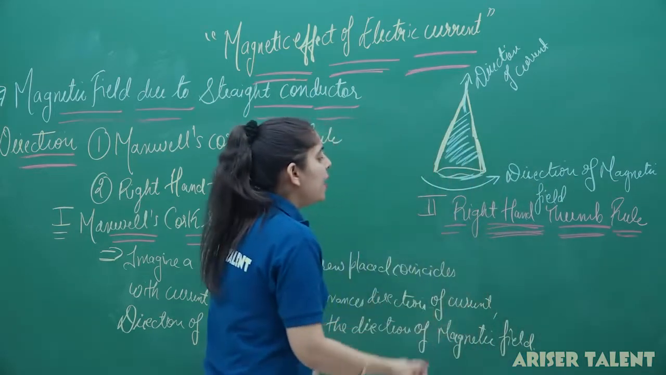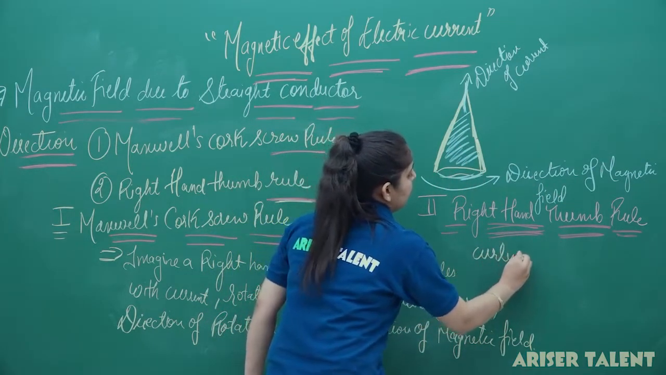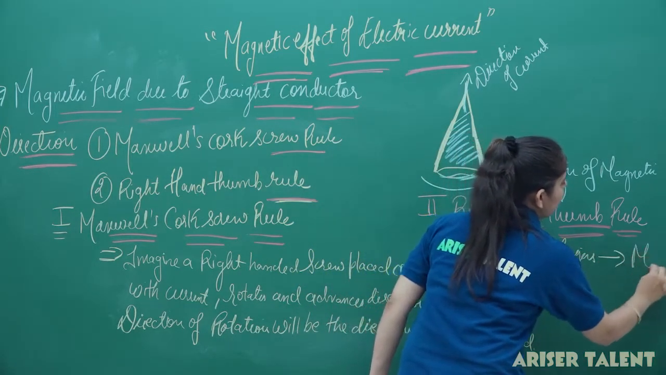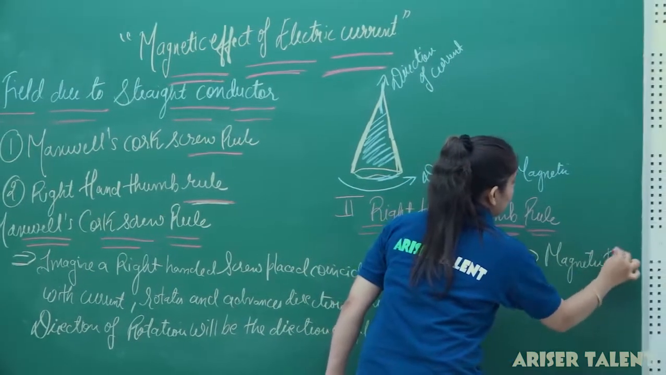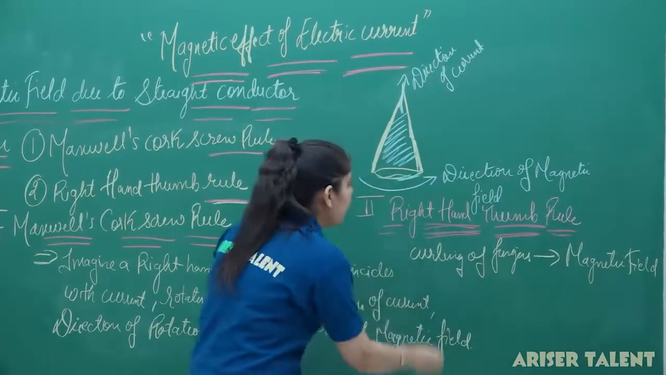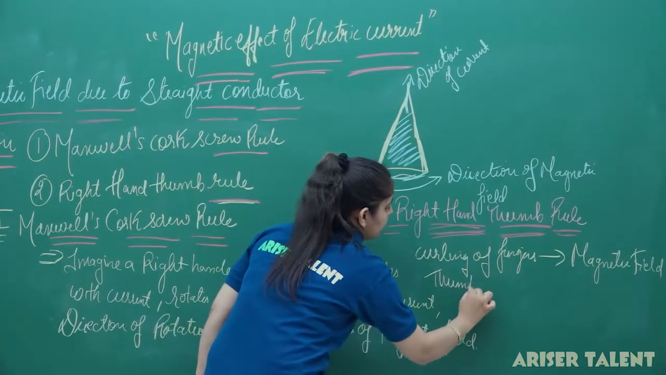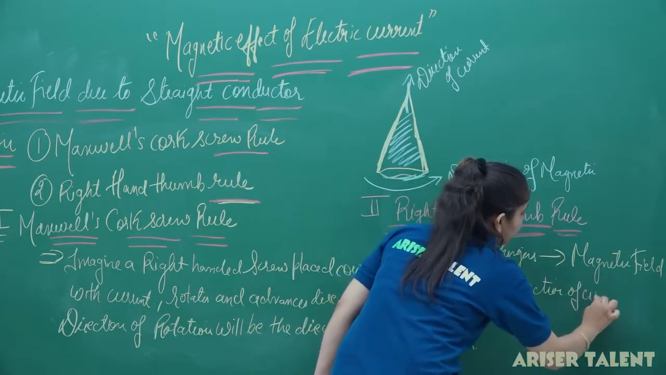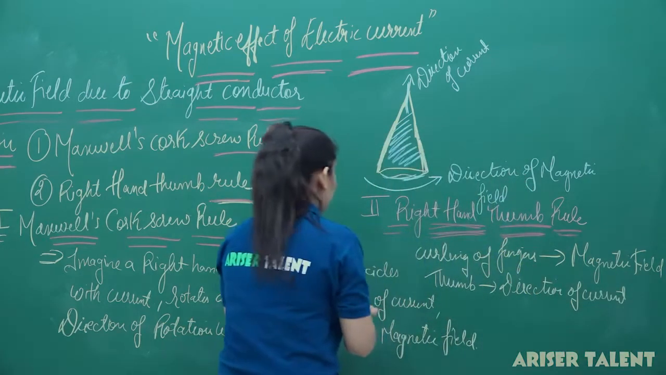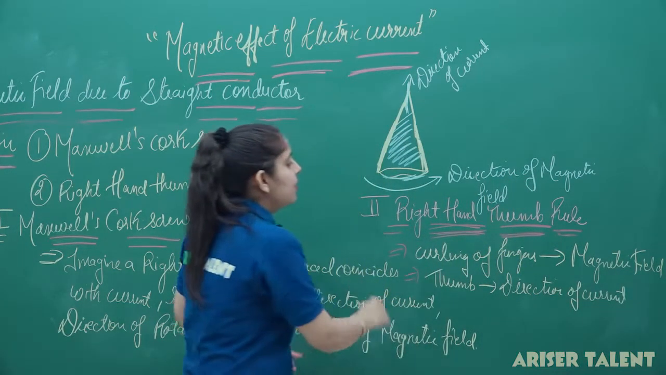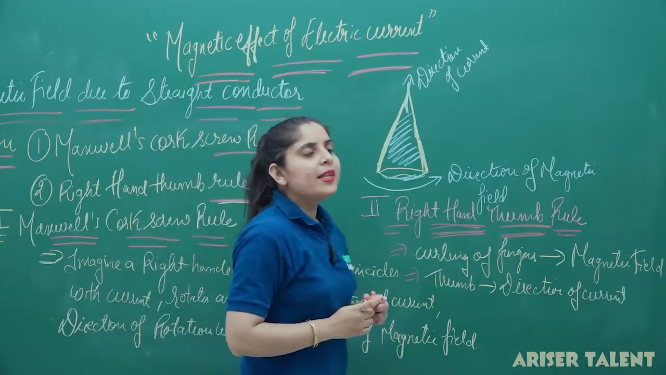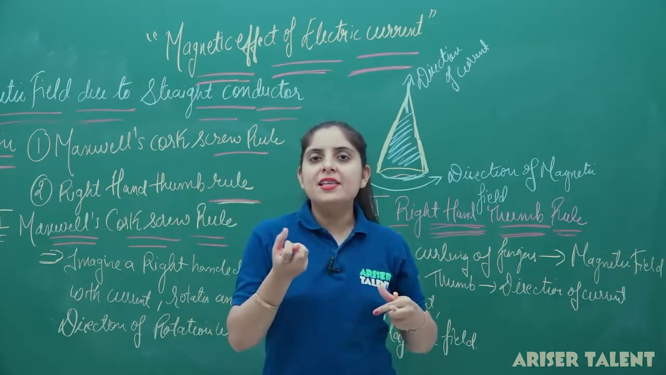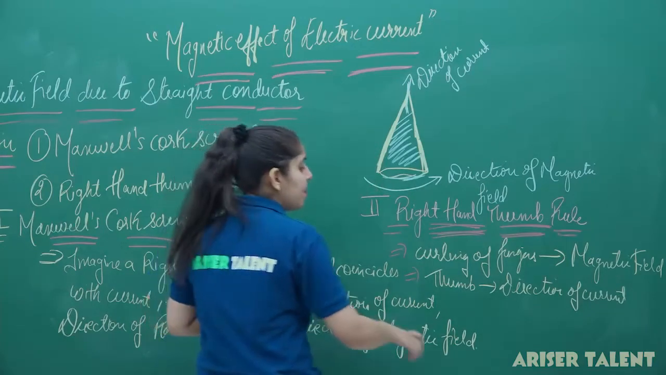Now, the right hand thumb rule states that curling of fingers will give you the direction of magnetic field and the thumb will give you the direction of current. So this is our right hand thumb rule. Now, if you are showing the current in a direction, then you have two symbols to represent whether the plane is in upward or downward direction. So we are using two symbols here.